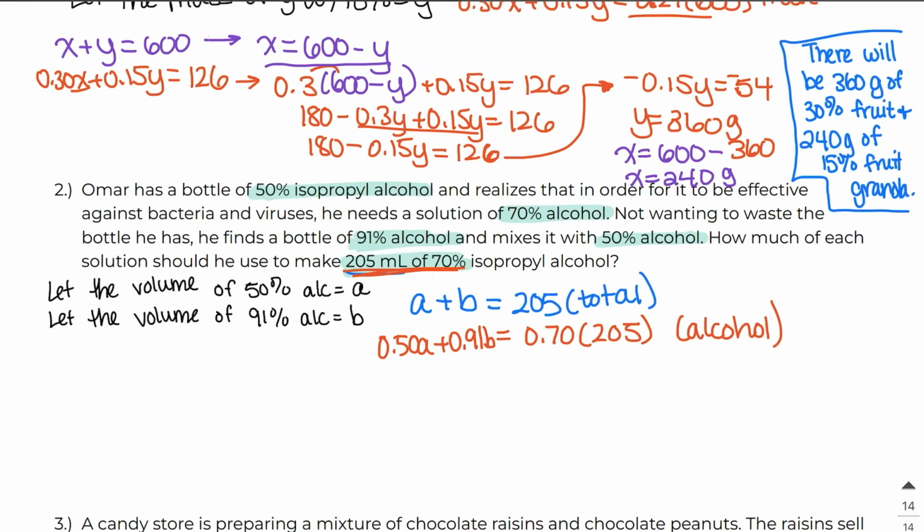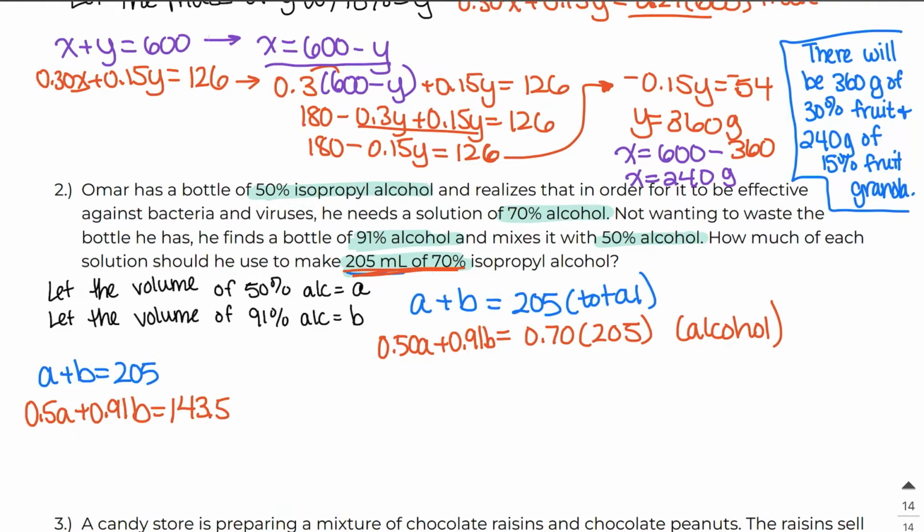Okay, so same thing that I did before. I'm going to just rewrite my equations down here. So A plus B equals 205. And then here, I'm going to say 0.5A. And you can say 0.5 instead of 0.50. It means the same thing. Plus 0.91B will equal 0.7 times 205. So I'm going to do this multiplication right here, and I get 143.5.